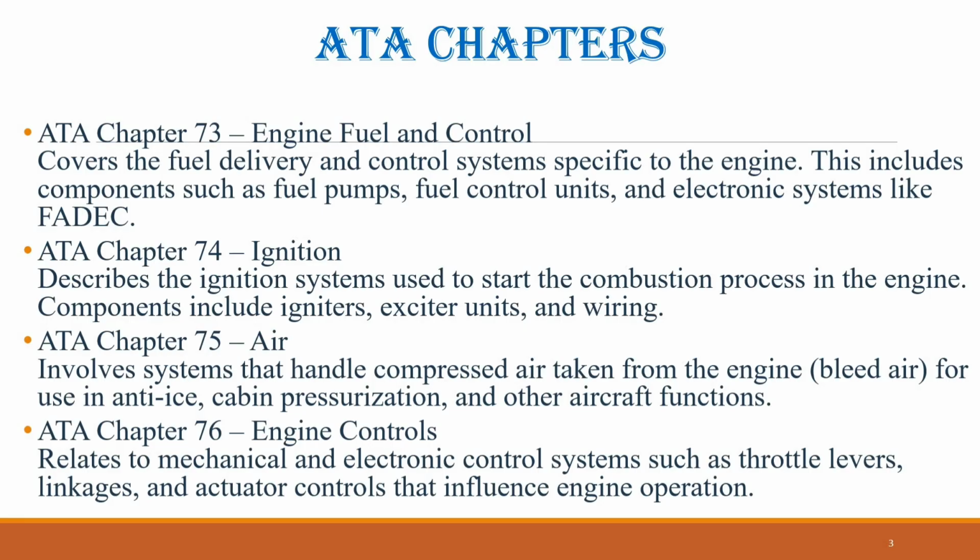ATA Chapter 74, Ignition, describes the ignition systems used to start the combustion process in the engine. Components include igniters, exciter units, and wiring.